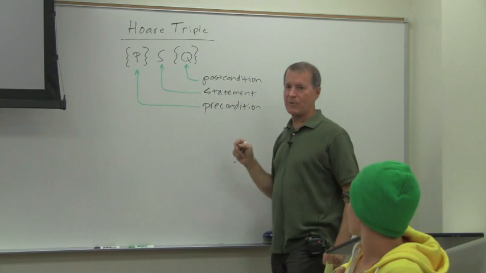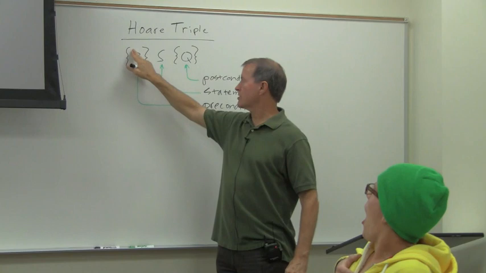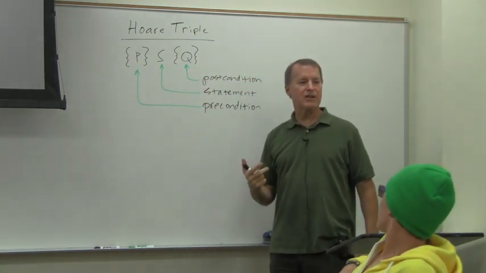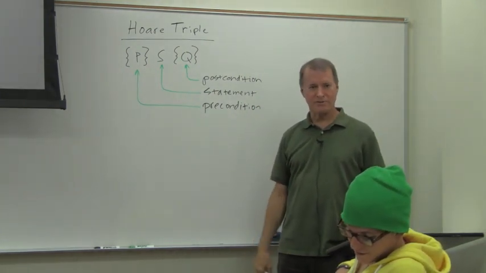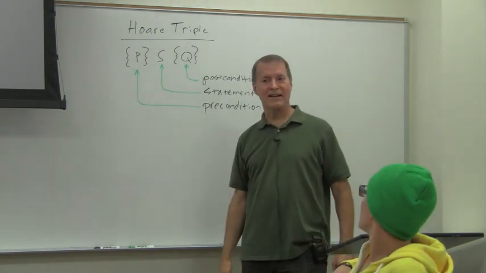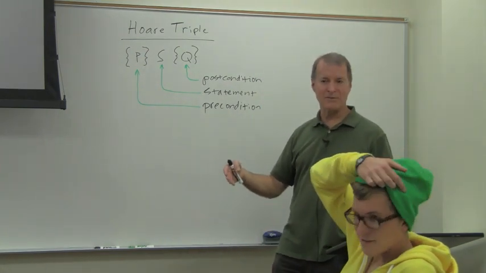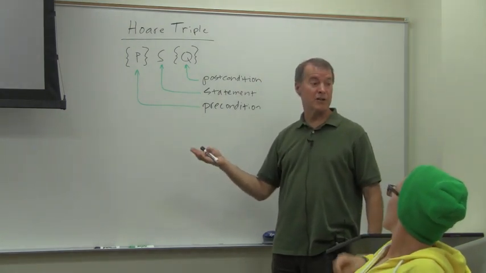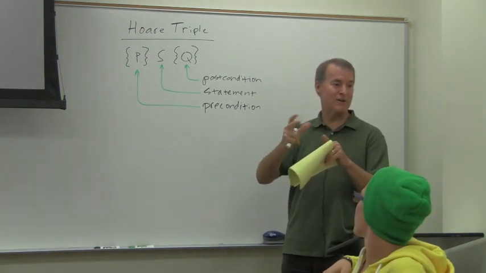Now, we have to understand what these things are. The P, the precondition, and the Q, the postcondition, both of these are Boolean expressions. They can be either true or false. We actually haven't covered Boolean expressions yet; next chapter we'll learn precisely what they are. But you're familiar with them from algebra, like x is less than 5. That's a Boolean expression because it's either true or false.